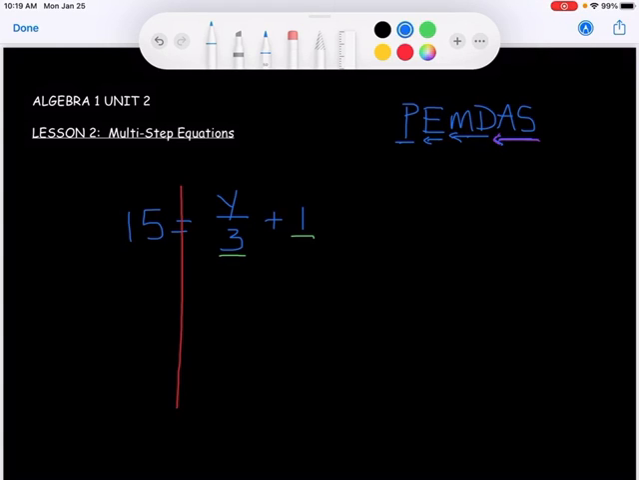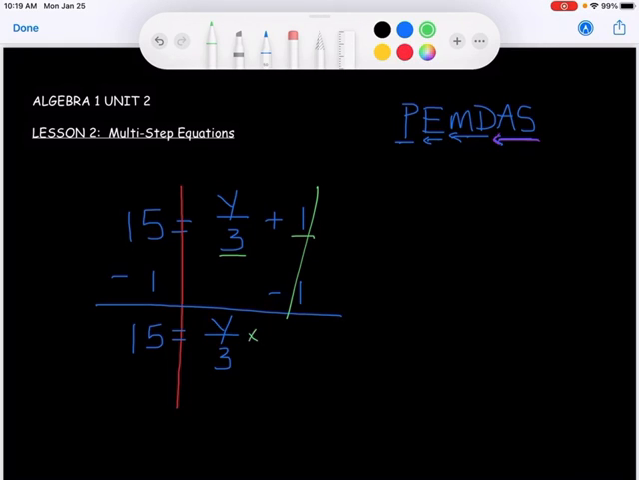So to get rid of it, I'm going to subtract it, do the opposite. So minus 1 to both sides. And again, the whole point here is that those cancel out. So I've got 15 equals y divided by 3. Now I need to get rid of that 3. So I need to do the opposite operation, which would be to multiply by 3.